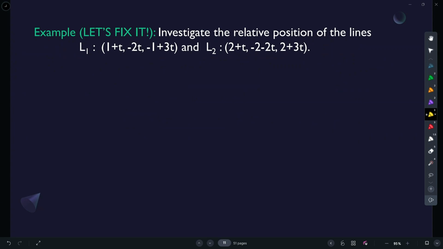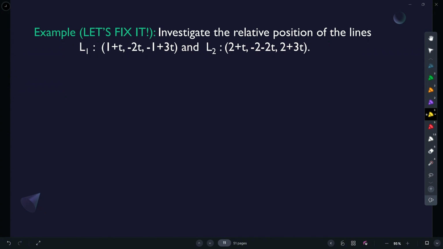Somebody wrote to me, thank you, I don't know who you are if you're here, that I made a mistake in the previous video, so let me fix that. I was trying to investigate the relative position of these two lines. Two lines in space can be exactly the same line, they can be parallel, they can be intersecting, or they can be skew, which is not parallel and not intersecting.